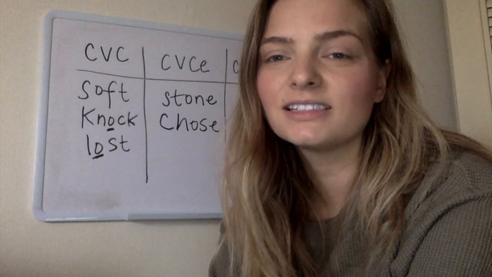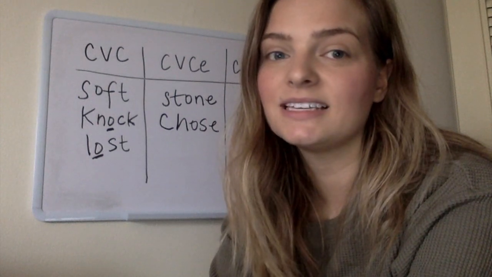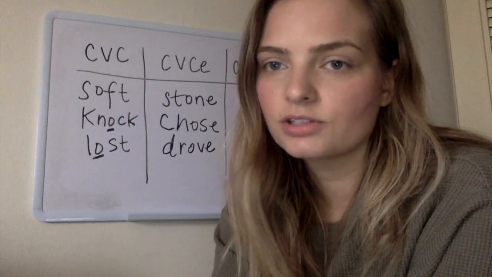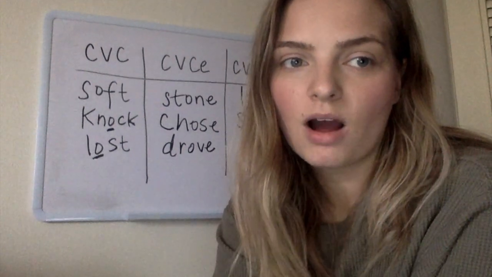You got it. It does go under the CVCe spelling pattern column. It goes under the CVCe spelling pattern column because we notice our E at the end tells our O to say its name. So we hear O in drove. We hear that long O vowel sound. Awesome job, boys and girls. You guys are doing so good. I think we can do one more.